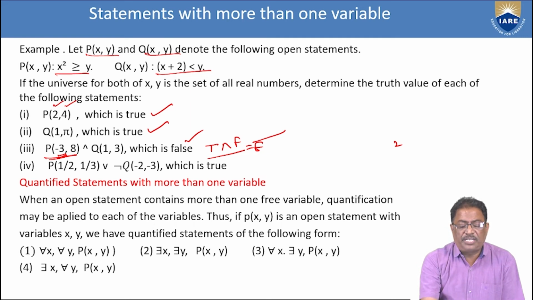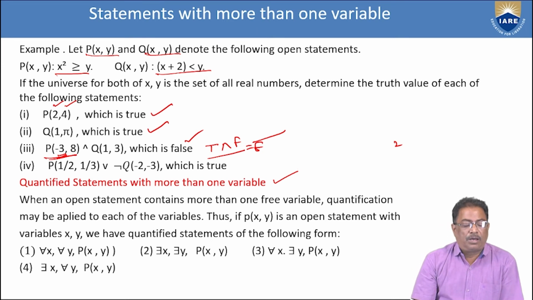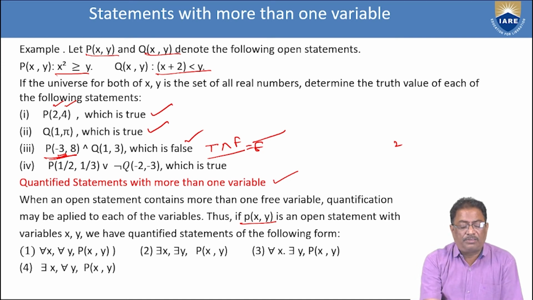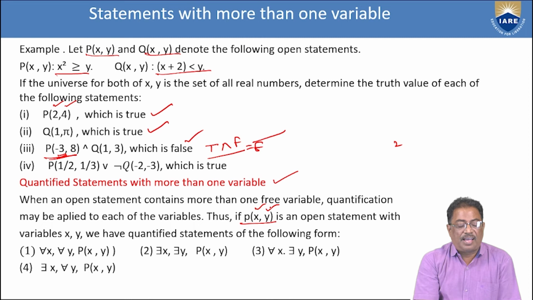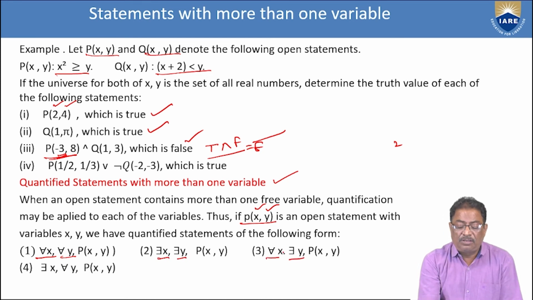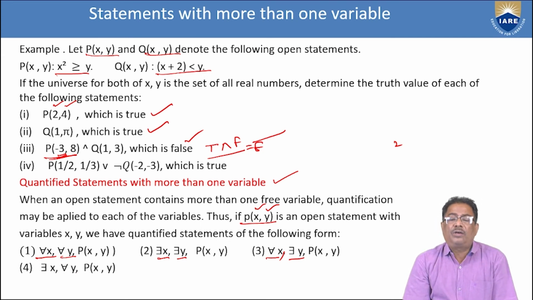Now the quantified statement with more than one variable. Till now we have used quantifiers only for one variable. Now we are going to use them for two variables. Suppose I take an open statement, or I can call it a predicate, of two variables, P of x comma y. P of x comma y is an open statement. Then the possible ways I can represent x and y using quantifiers are: for all x, for every y; or there exists x, there exists y; or for every x, there exists y; and there exists x, for every y. So these are the possible ways that I can assign the quantifiers to the variables in the open statements.